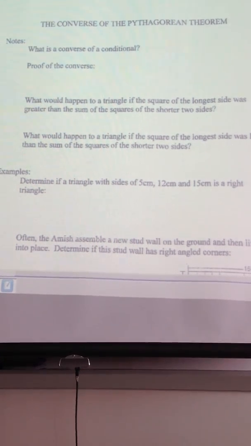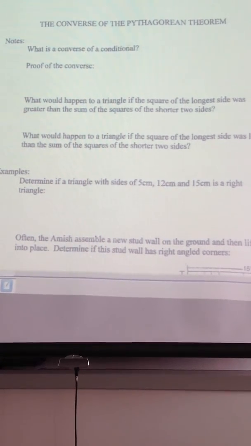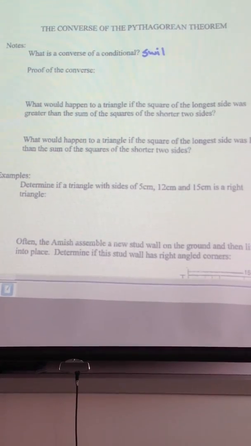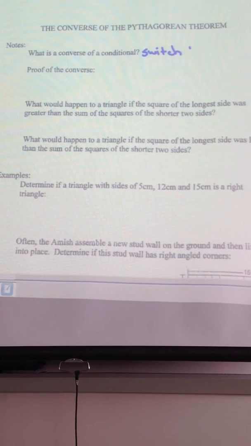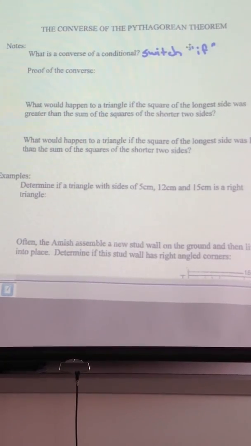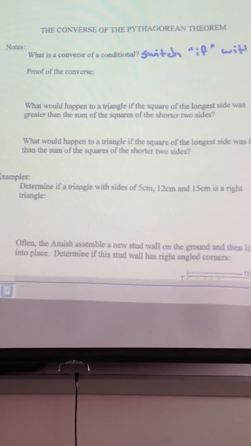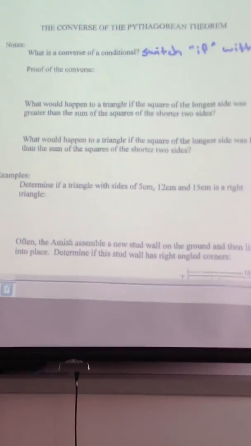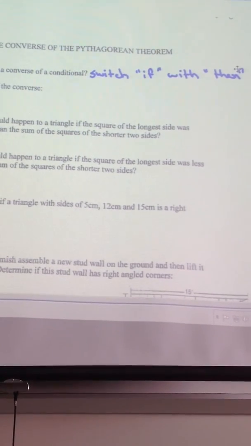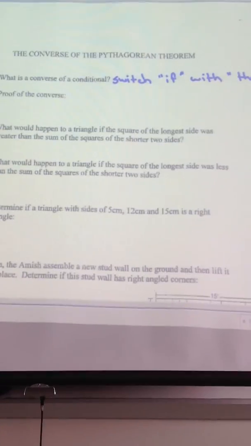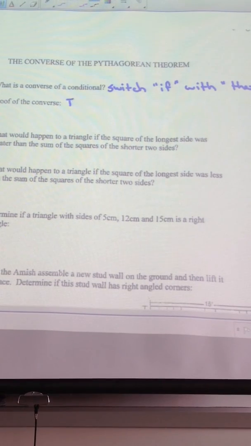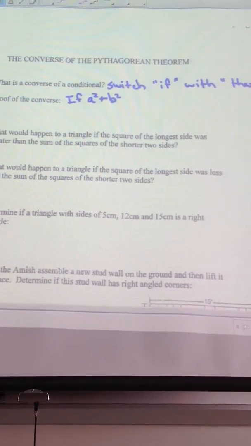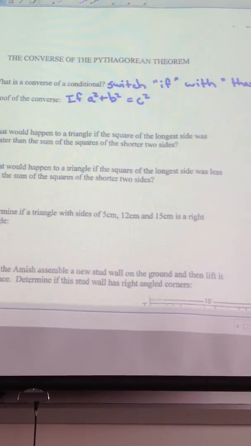Okay, today's lesson is on the converse of the Pythagorean theorem, and that means that we are going to go backwards. Remember that the converse is when we switch the if part of a statement with the then part of the statement. So what we will be attempting to accomplish today is to prove that if we know a squared plus b squared equals c squared, then it is a right triangle.